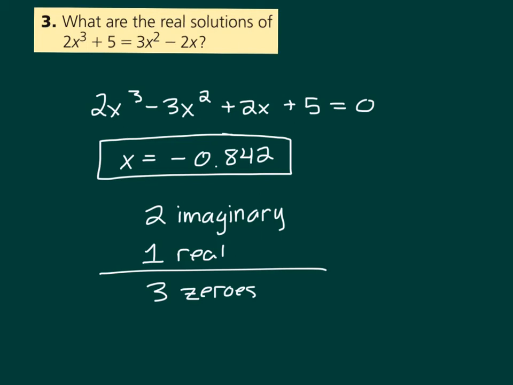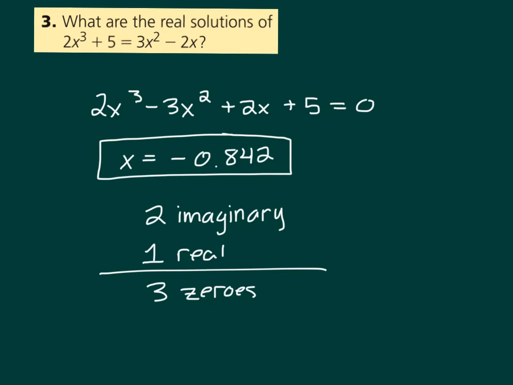Imaginary solutions always come in pairs. So you will always have an even number of imaginary solutions. 2, 4, 6, 8. You could have 0. So is it possible to have only two real solutions in a cubic? No, because if I have only two real solutions, that would mean I have to have one imaginary solution, which is not possible because imaginary solutions always come in pairs.